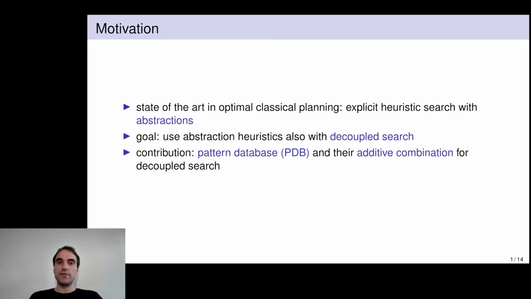Let's start with the motivation for our work. As you might know, a state-of-the-art approach for optimal classical planning is explicit heuristic search with abstraction heuristics. Also, recently, a lot of work has been done in decoupled search. However, so far, there is no direct and practical way of using abstraction heuristics in decoupled search. In this work, we want to change this, and we contribute an investigation of how to use pattern databases and how to additively combine them in decoupled search.